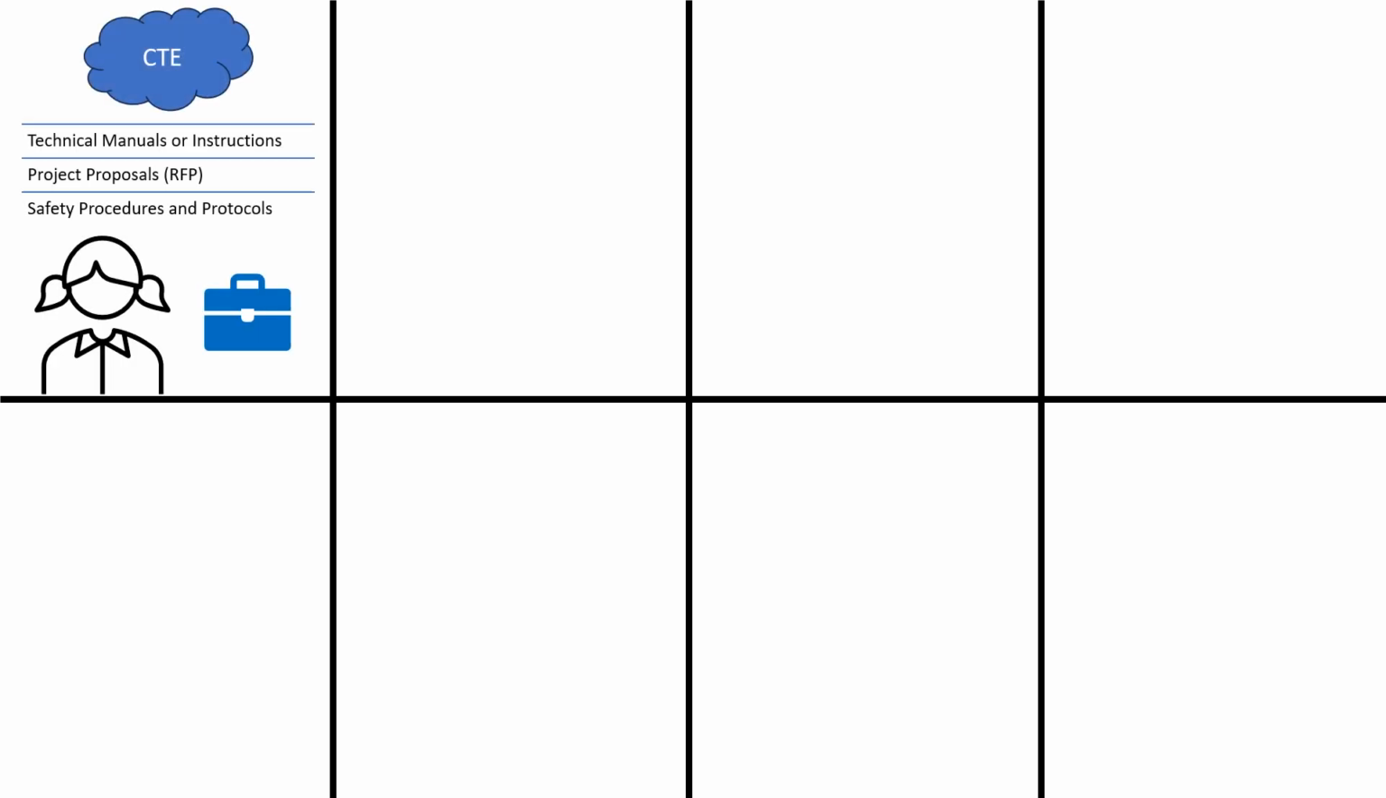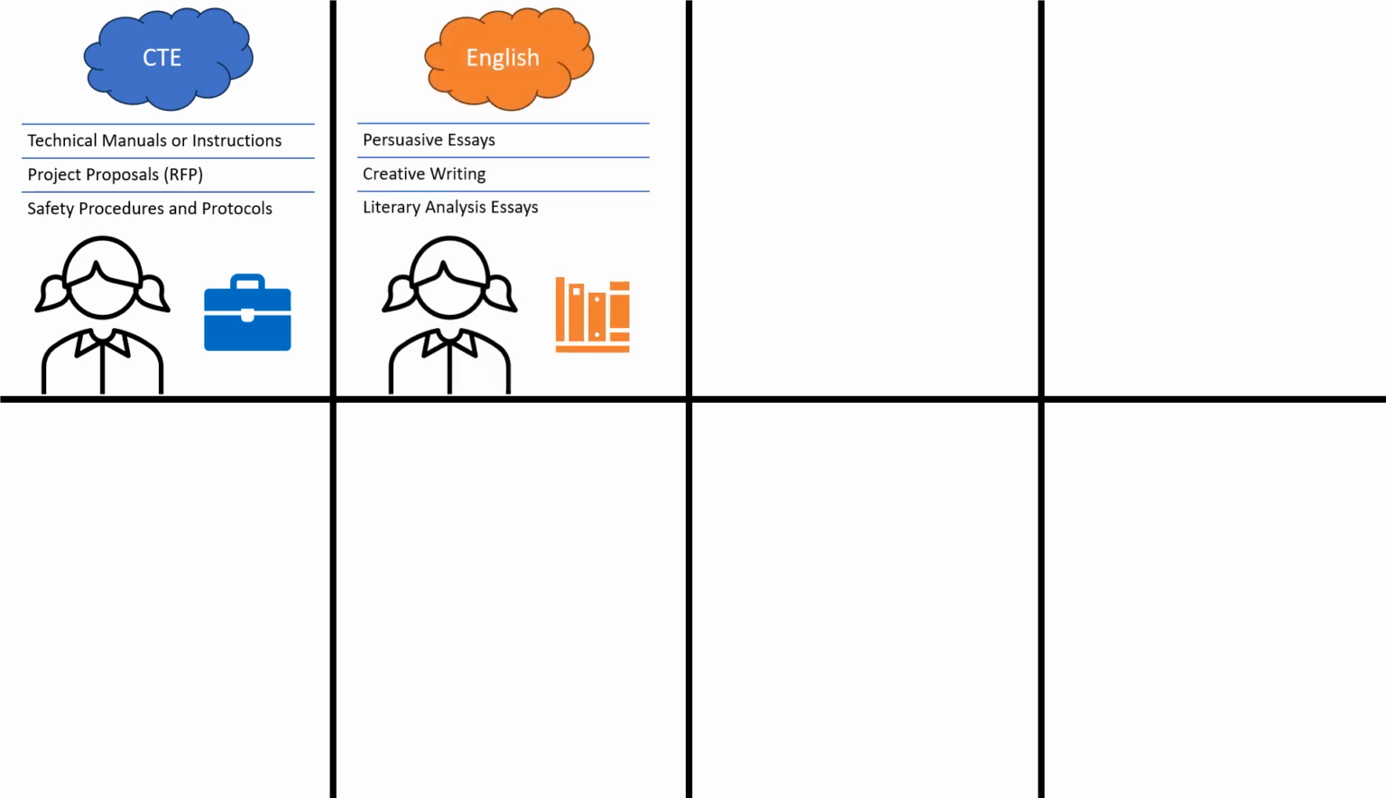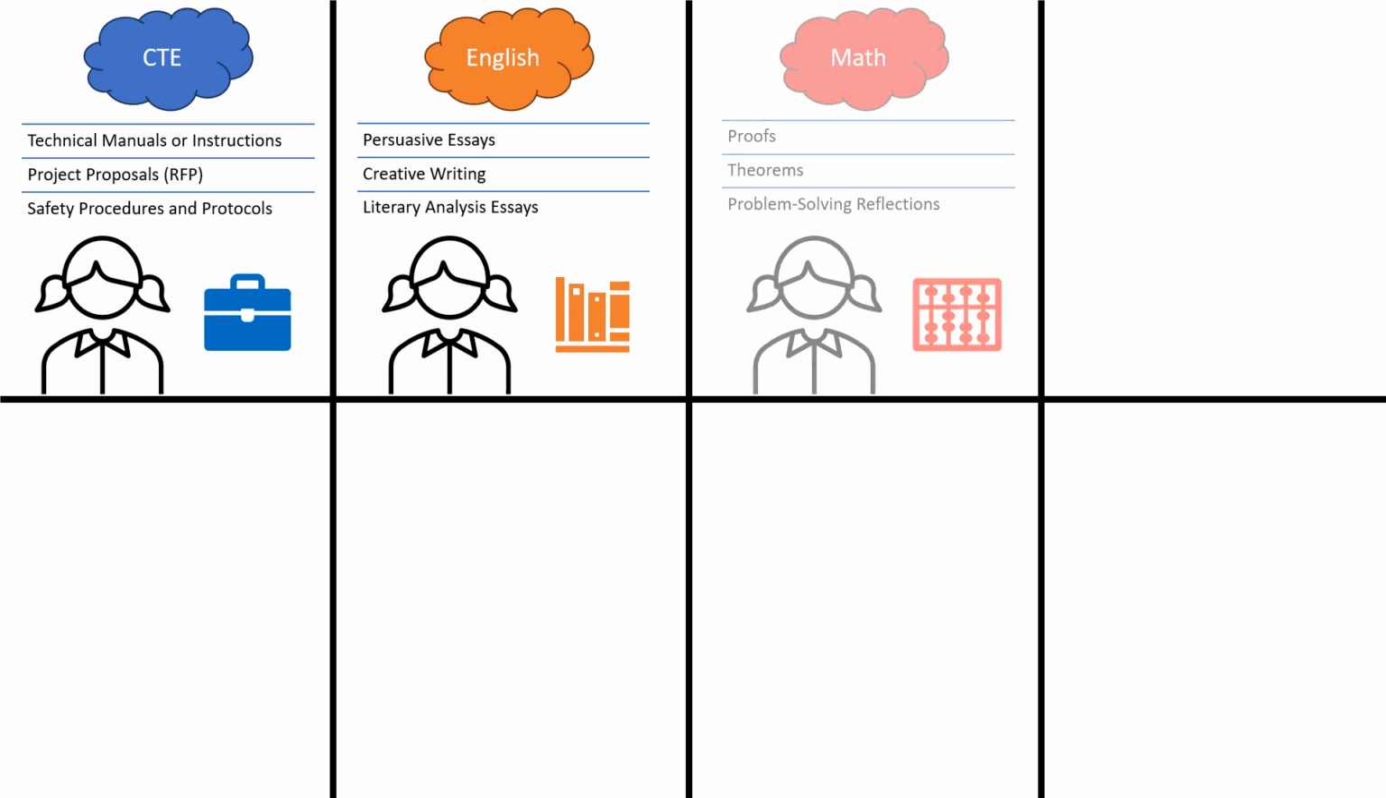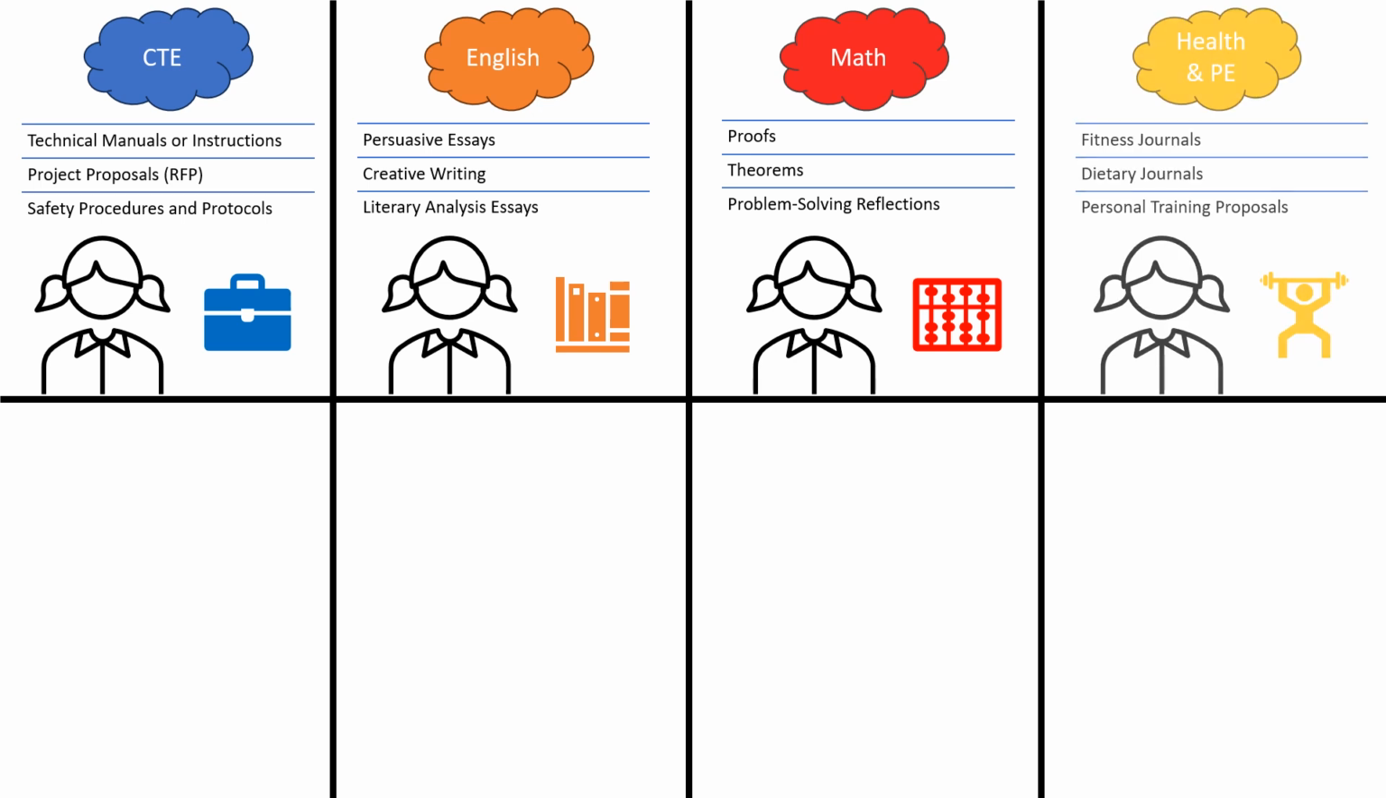In their career and technical education class, a student may write technical manuals or instructions, project proposals, or safety procedures and protocols. In English, students may write persuasive essays, different forms of creative writing, and literary analysis essays. In math, students may write logical proofs, theorems, and problem-solving reflections. In their health and PE classes, students might write fitness journals, dietary journals, and personal training proposals.